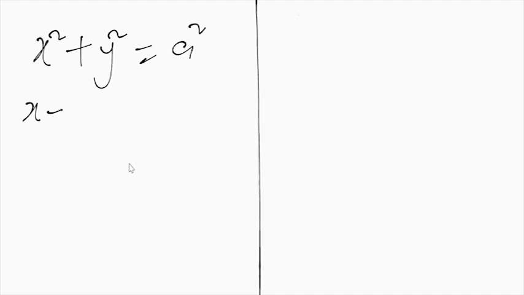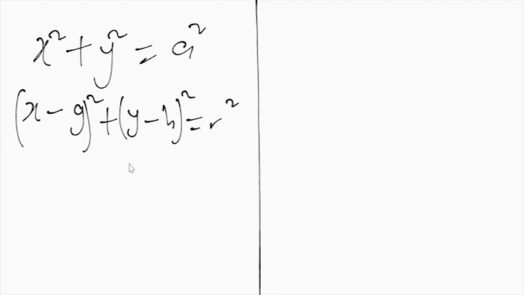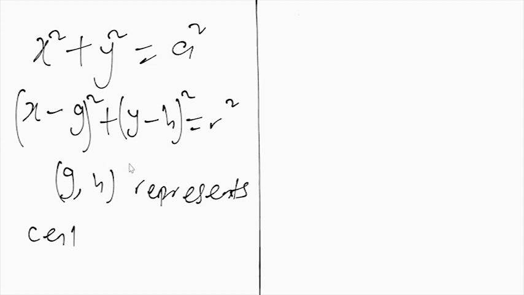Now this is the equation of the circle that we were given: x squared plus y squared equals a squared. But we know that the general form of the equation of a circle is (x minus g) all squared plus (y minus h) all squared equals r squared, where g and h, g comma h, represents the center coordinate, that's the coordinate of the center.